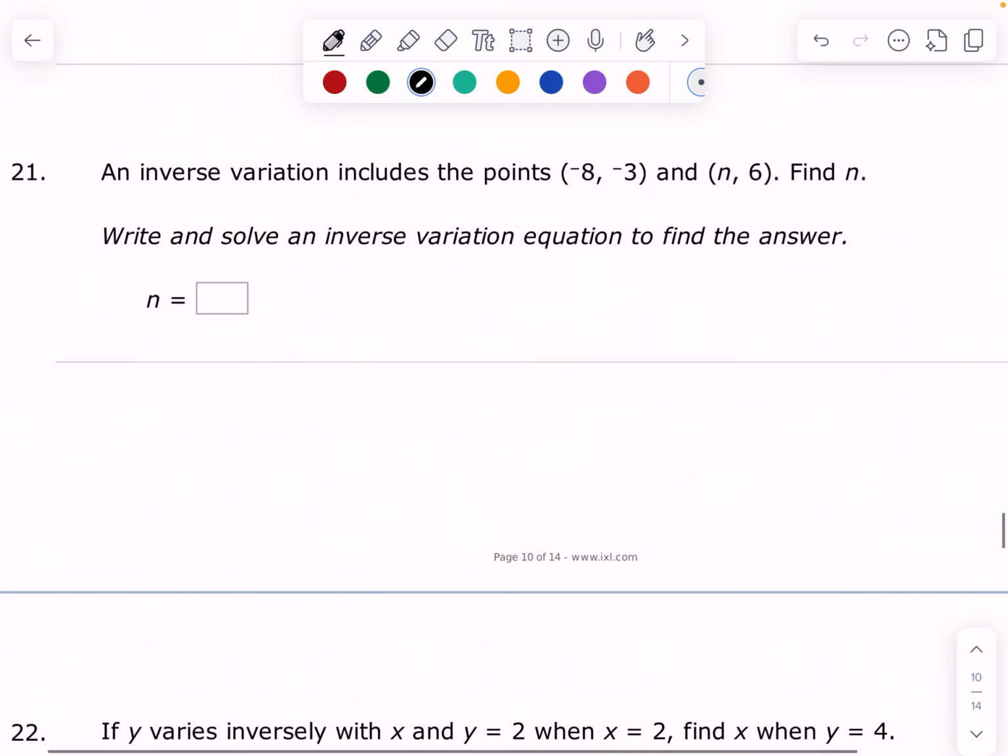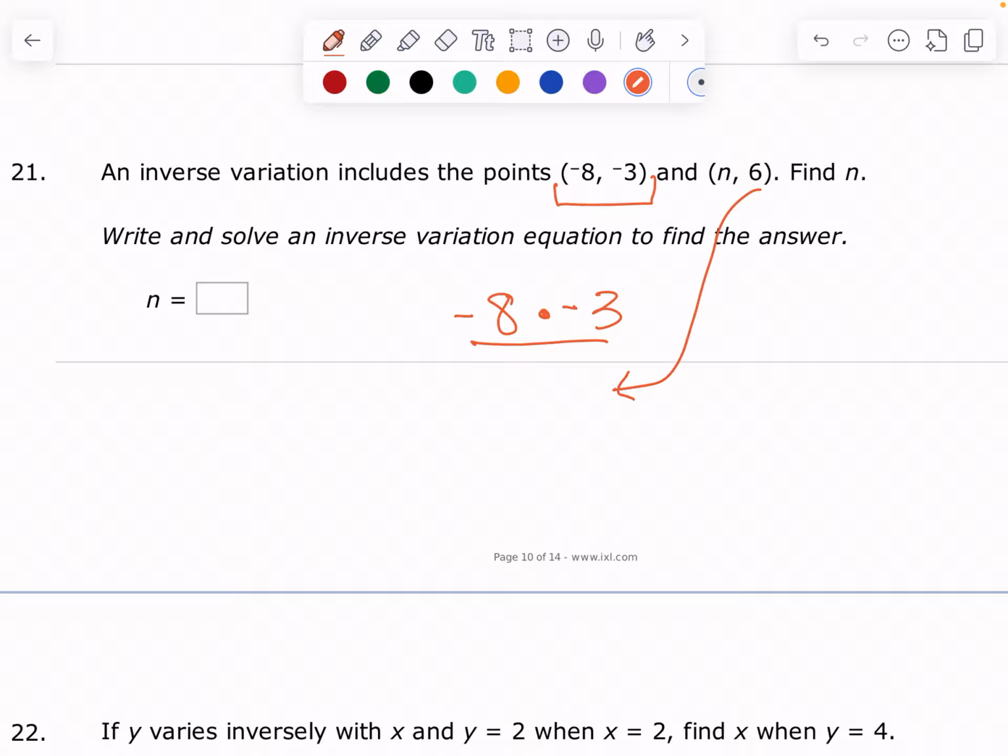Inverse variation problems. These are probably ones that you like. So we're going to take these two numbers and we're going to multiply them. -8 times -3. And then we're going to divide it by the third one. So divided by 6, and that's 24. 24 divided by 6 is 4. That's all we do. That's it.